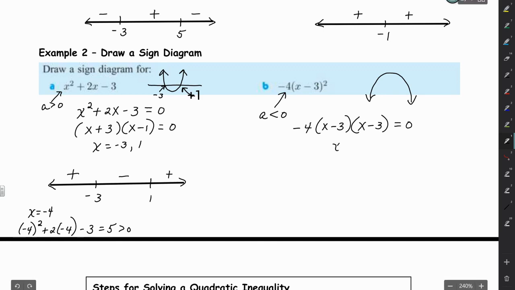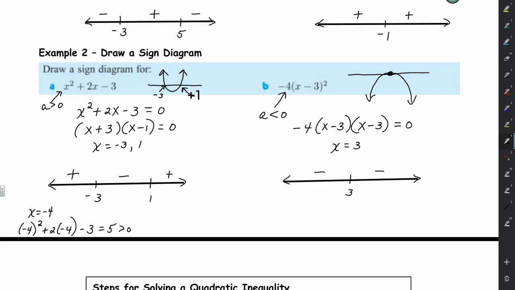So we know that we have a zero at x equals 3, because the zero for both of these factors is 3. So we know that our graph is only going to touch the x-axis in one place. So it has to be that scenario, that picture. So let's draw our sign diagram. The only value is 3, and before 3 and after 3, we're negative.